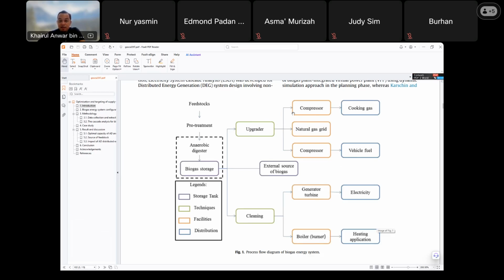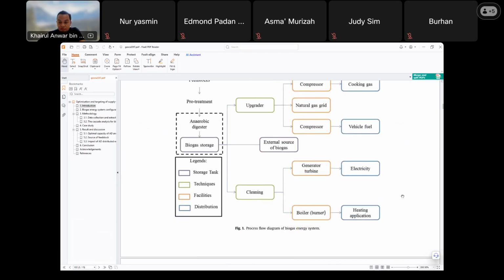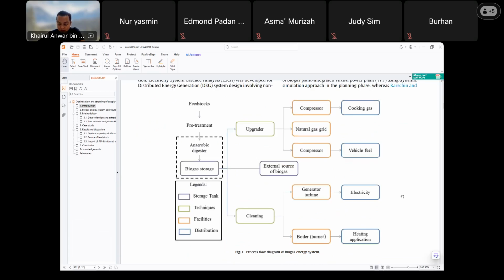What else? So upgraded goes to the compressor, the gas becomes a clean gas, goes to the natural gas grid, compressor becomes vehicle fuel, NGV, natural gas vehicle. So in this case, we have four applications. So this paper is focusing on three applications: electricity, NGV, and cooking gas.